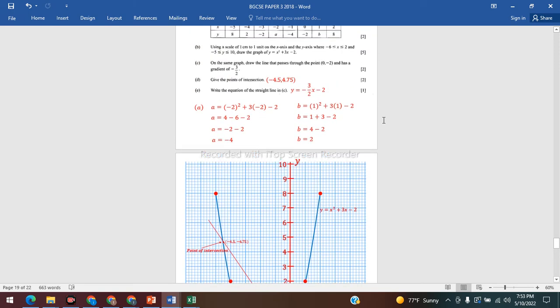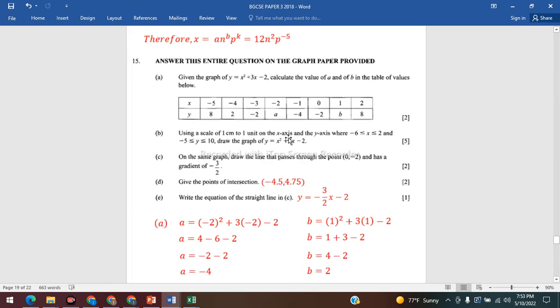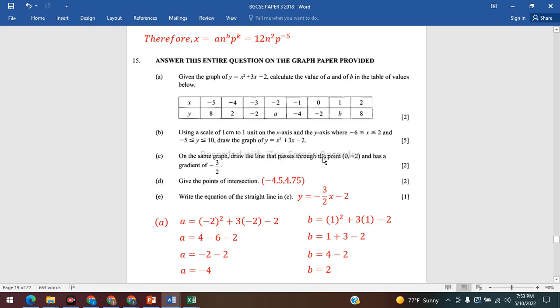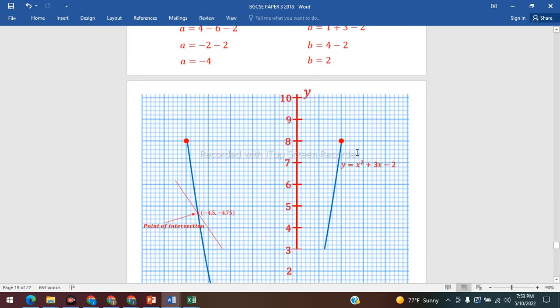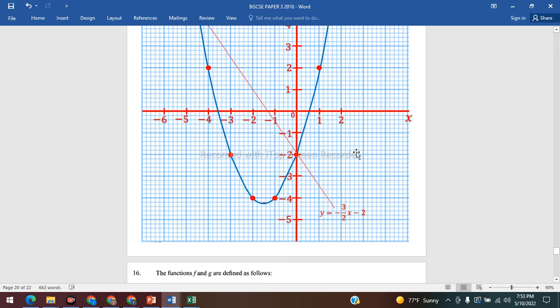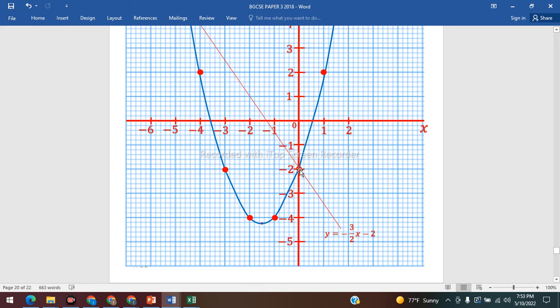Now, they said on the same graph, plot the line that passes through the point 0, negative 2, and has a gradient of negative 3/2. So we have to draw a line on the same graph. What I'm going to do is go to the point 0, negative 2. This is that point right there, and I'm going to draw a line, the same red line right there, because they want a gradient of negative 3/2.